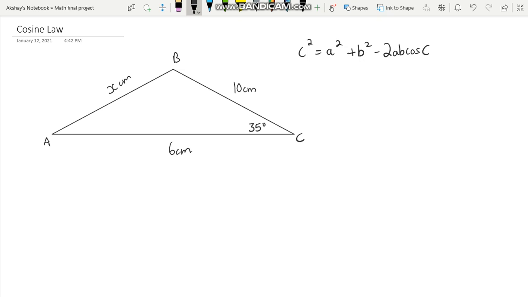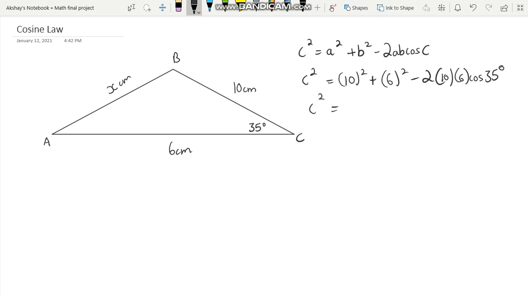So we cannot use sine law because we do not have an angle and we don't know the opposite to it, right? So we can label our measurements here. So we have c squared is what we're looking for. I know a, the side opposite to a, is 10, so I have 10 squared, plus b, which is the side opposite to angle b, 6 squared, minus 2 times my b, which I know is 10. I know my a is 10. I know my b is 6, times my cos c, which is 35 degrees. That's the angle that they've given me.